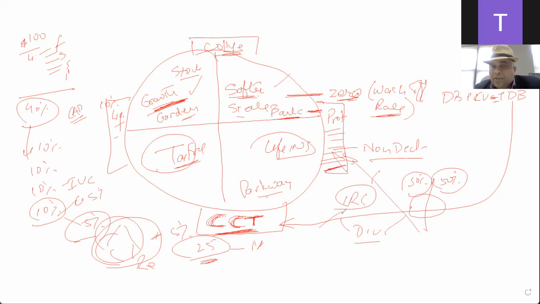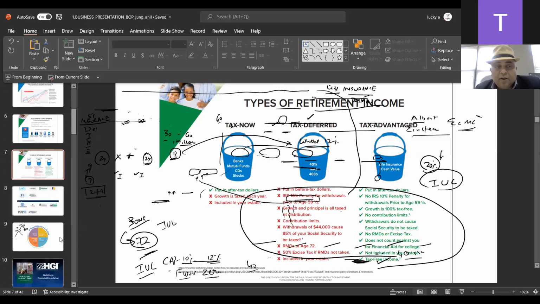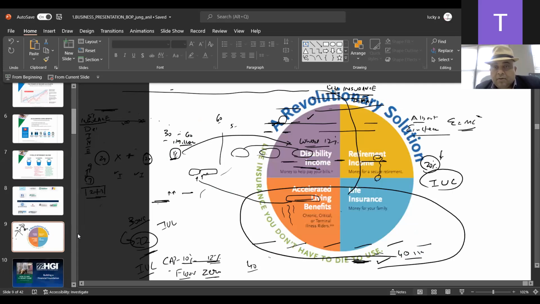You cannot part anything. So this is very important, non-declared. Okay, now any questions anyone has? I think I was speeding myself, and there are a lot of other slides. I think I will stop here. I don't want to go too far. I'm just showing you this: disability income you make, retirement income you make, as I said, life insurance you get, and excess living benefit, like chronic, critical, terminal illness riders. All of this is part of the IUL.